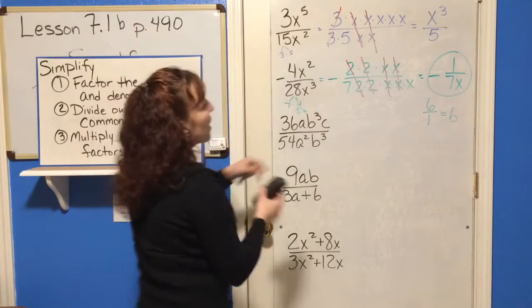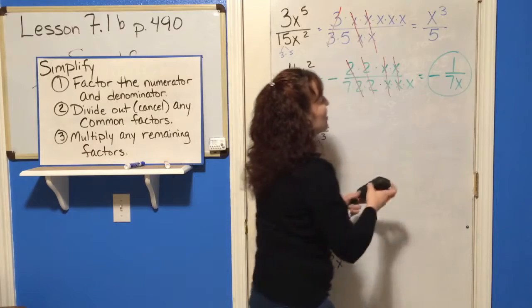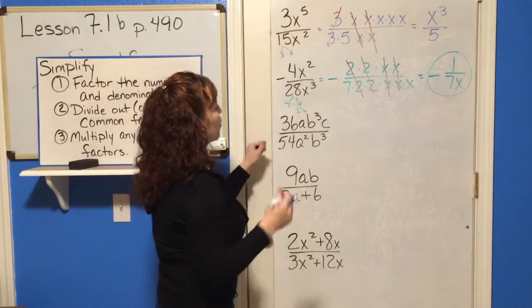So if it's in the numerator and you've canceled everything, your numerator is 1. If it's in the denominator, you can just leave it blank. Let's do a couple more.